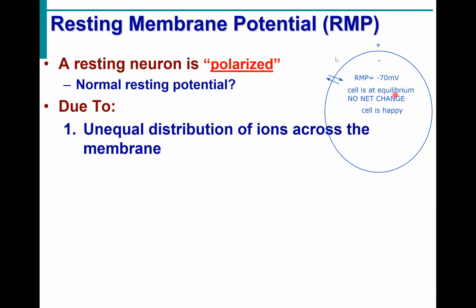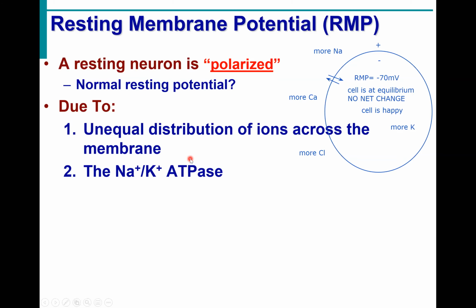All right, so to maintain this -70, we have an unequal distribution of ions across the membrane, and we kind of know that. We know there is more potassium inside the cell. We know there is more sodium outside the cell. We know there's more calcium outside the cell. We know there is more chloride outside the cell. So those are all things that we know. We talked about that way back when we were talking about cells. So again, no new information here, but just reminding us of what we've talked about before.